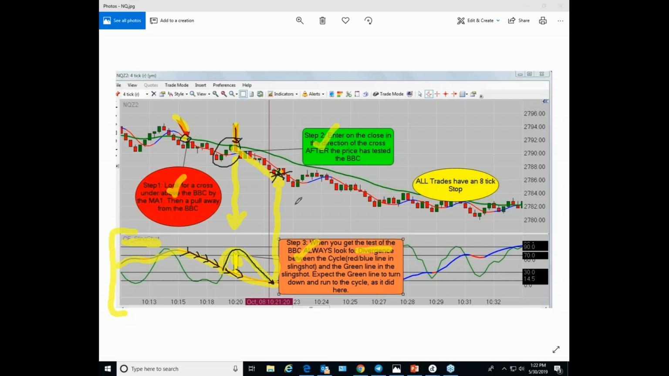The 57 puts that were. That's it. That's the trade. Now, why does it exist in the slingshot?